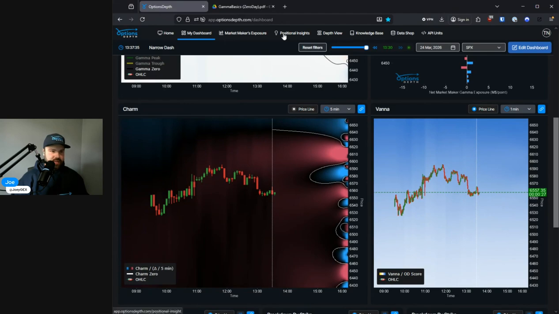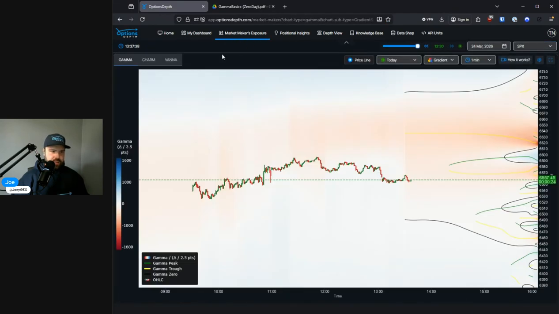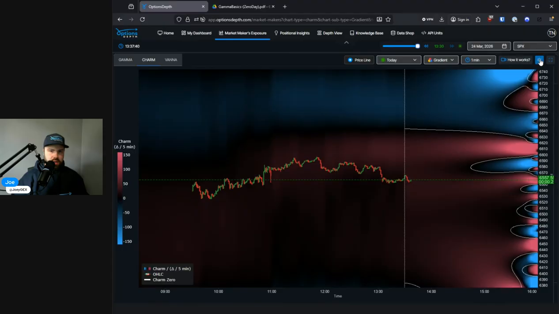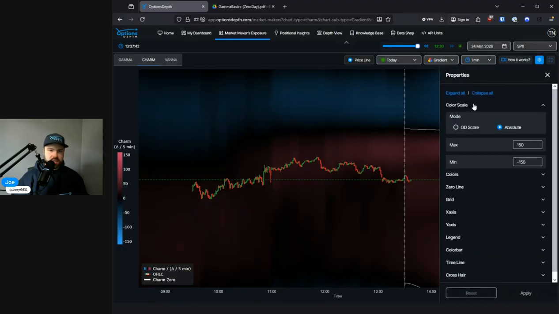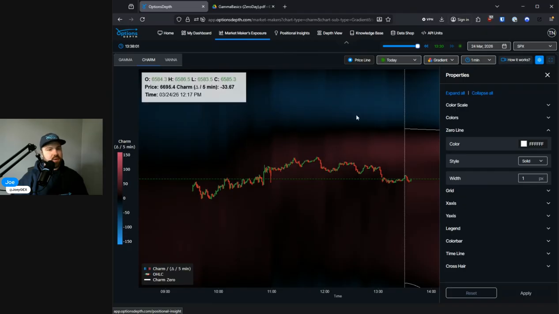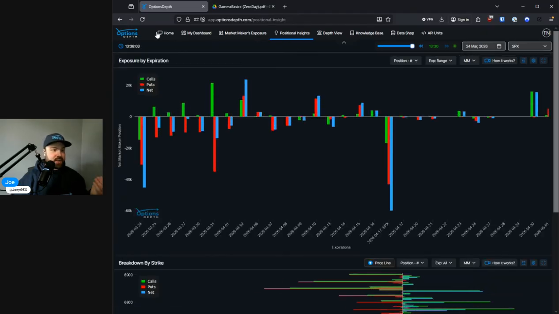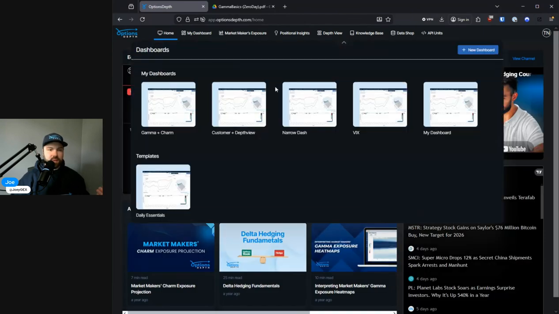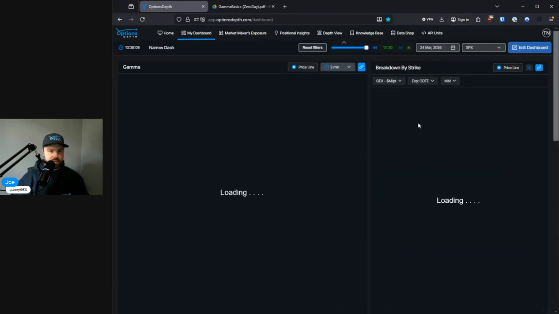For the lines, you should be able to go in here and adjust the color scale, the zero line. So anything that you guys want to do on your dashboards gets established through the market maker exposure or positional insights. If you want to change your colors and all of this, you can go in here and adjust it. And if you want to do anything on the positional side, you go here and adjust it. Me, I like those levels, so that's why I made them nice and bright for me, because it's something that I trade all the time.